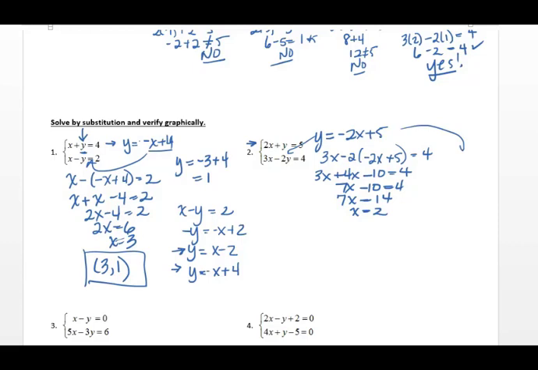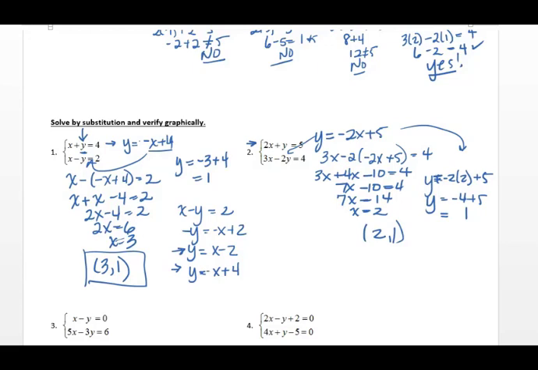Then I take my original y and I'm going to plug a 2 in there. Figure out what is y. Negative 4 plus 5, so y is equal to 1. So my solution should be 2, 1.